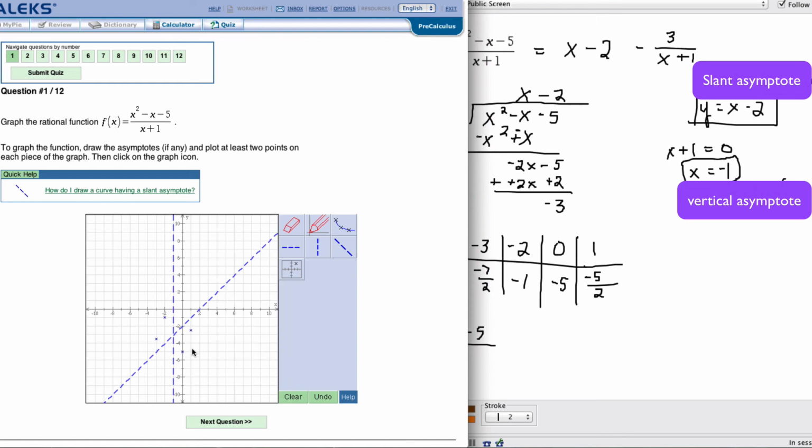Now once I've got those points, I can go ahead and use this graph button, and it'll graph the curve for me. The thing you need to remember here is that if your points don't turn out, if you have a point here and a point here, you probably made a mistake somewhere. So go back and recheck your work.